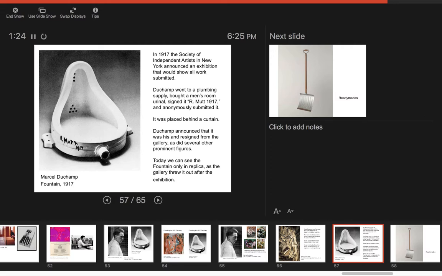Who made the exhibit? Pardon? Who made the exhibit? You said he did? Or the exhibit was the Society of Independent Artists. It was New York Modern Artists. Oh, okay.